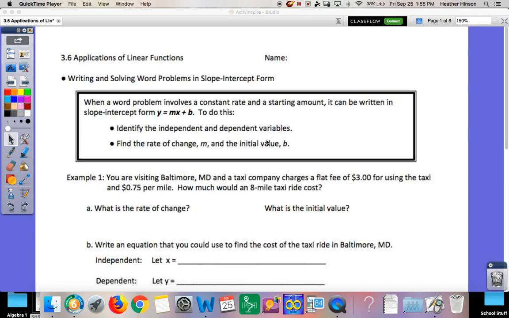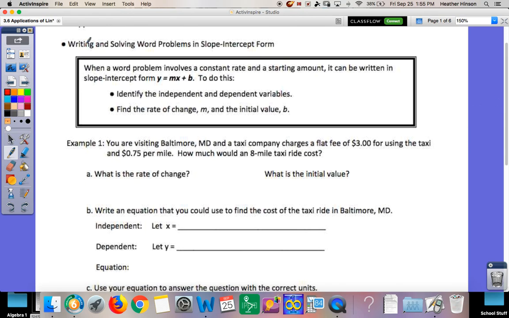Okay, so today we're going to be looking at linear functions in word problems. Y'all did a little bit of this yesterday with average rate of change. So we're going to look at the full word problem today, set them up, and learn how to solve them.